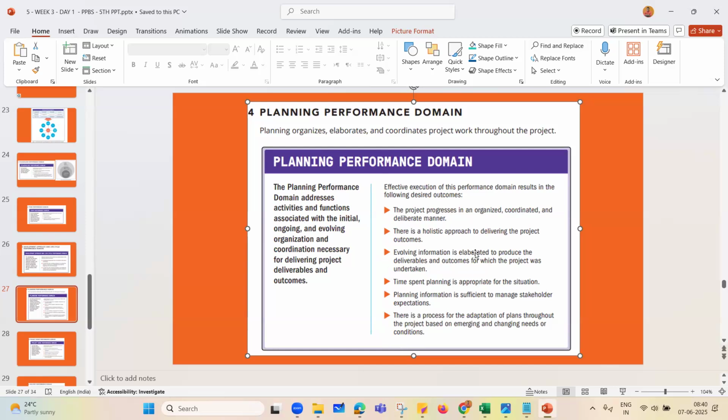Why do you need to do that? Because effective planning ensures what? Any idea what will be the result of the effective plan? It will ensure the project is well defined and that resources are allocated efficiently to achieve the project's objective. Because the whole idea is, why we are doing all these things, because we have to achieve the project objective.